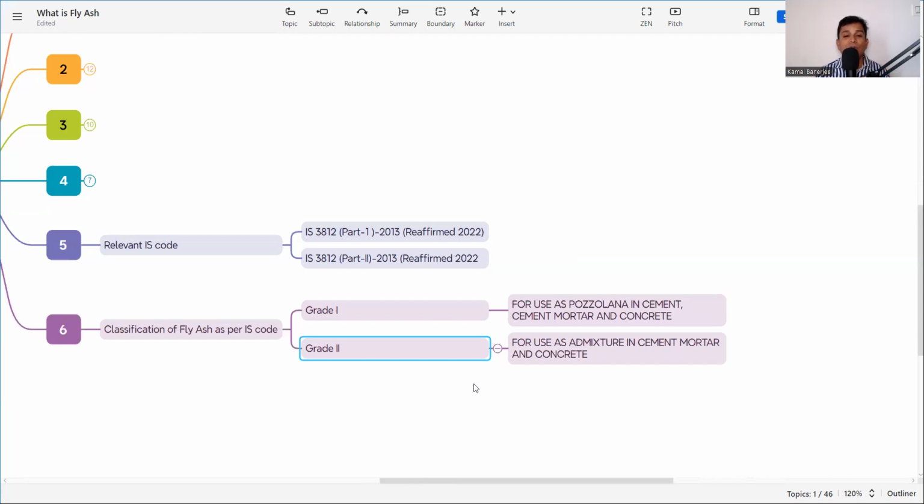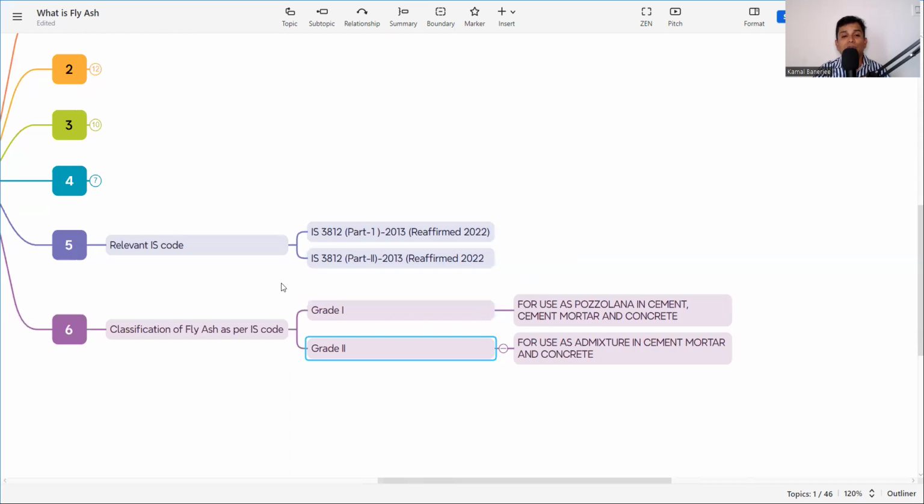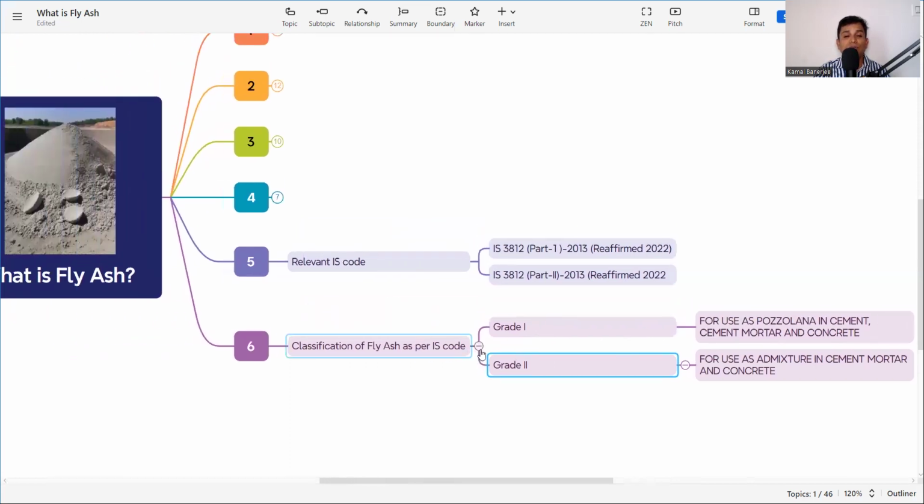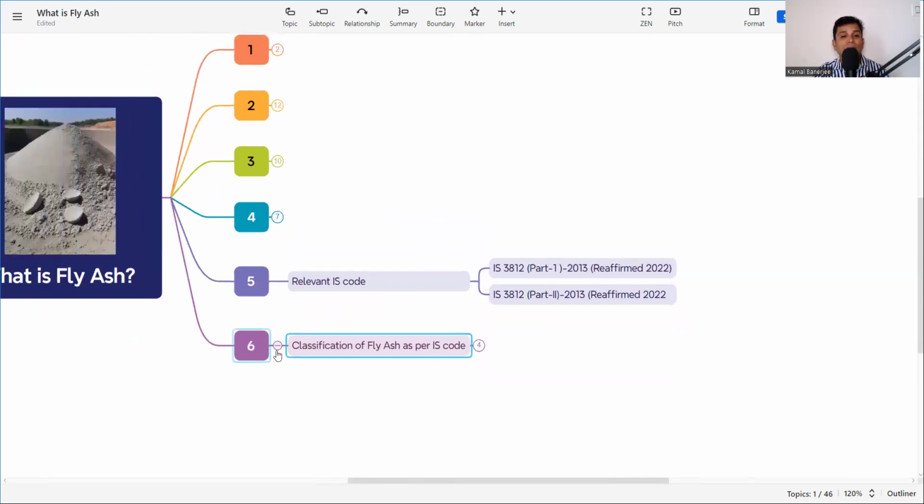And what is grade 2? Grade 2 is for use as an admixture in cement mortar and concrete. So if we want to use fly ash as an admixture in cement mortar and concrete, then we need to use grade 2 and follow IS 3812 part 2. And if you want to use it as a pozzolana in cement mortar and concrete, then we need to follow IS 3812 part 1. So these are the things we need to check whenever we are dealing with fly ash.